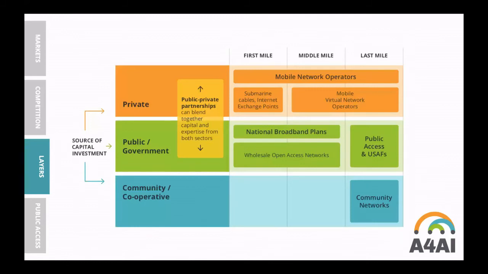So you see private investment, for example, through businesses, through network operators, through companies that operate those cables or operate internet exchange points at that first mile level. But you also see public and government investment in terms of how they invest through their national broadband plans, with the example of wholesale open access networks as a potential option for that. But also quite importantly, that last mile box of public access and universal service and access funds, which does play an important part and which we'll get into more detail in just a second. But also there's a space for community networks, that last row that you see there in blue.